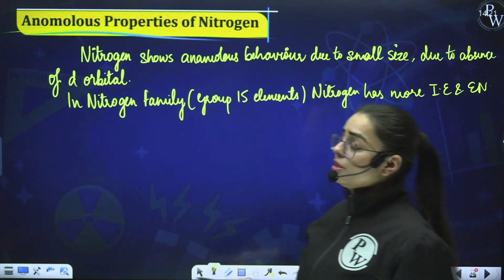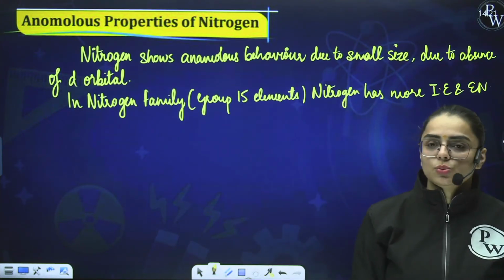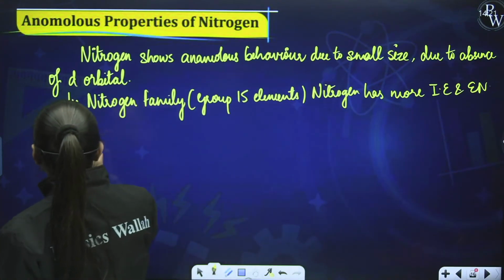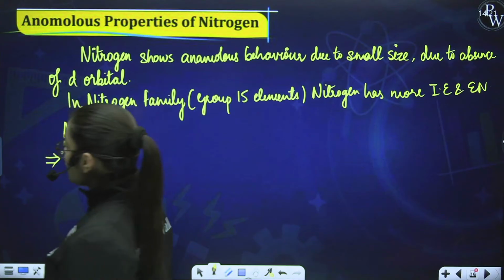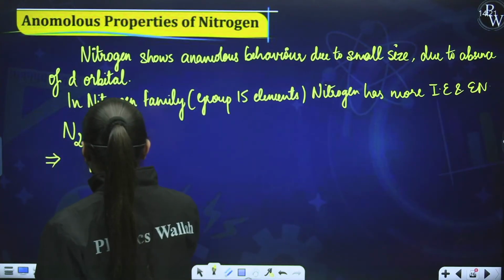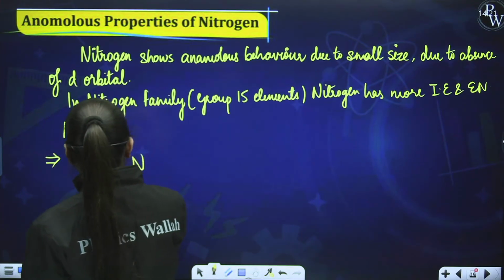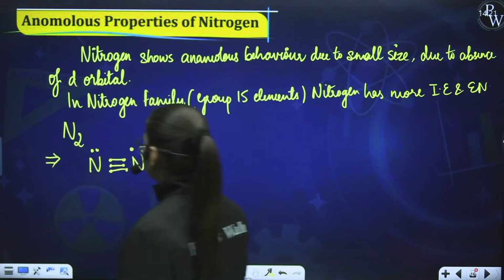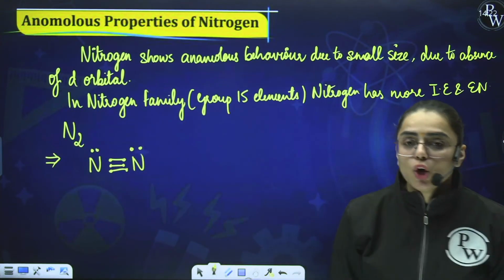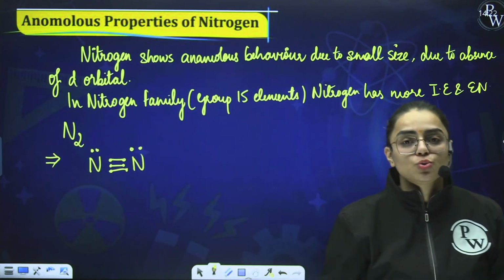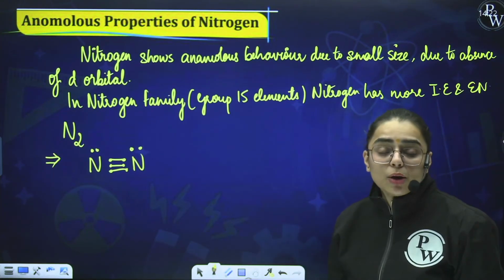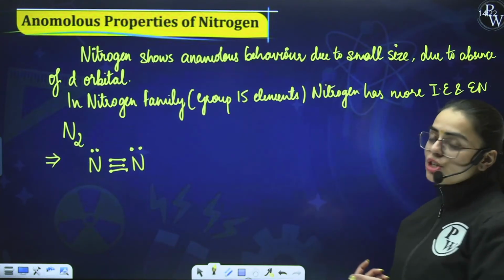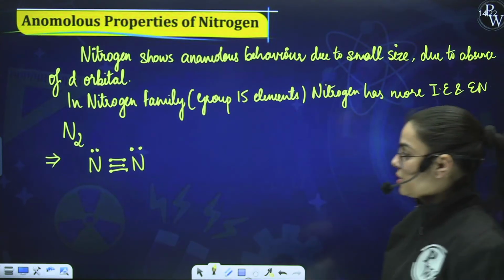Also, it exists in the diatomic form, that is N2, right? So nitrogen exists as N2. This is basically the structure of N2. How many lone pairs of electrons? 2. How many bond pairs? 3. Right? So the bond dissociation energy for nitrogen is also more.